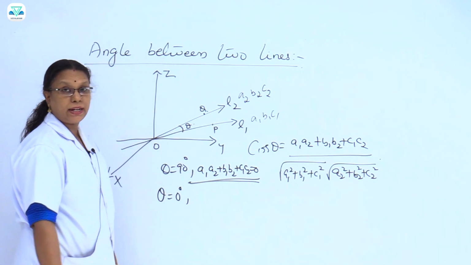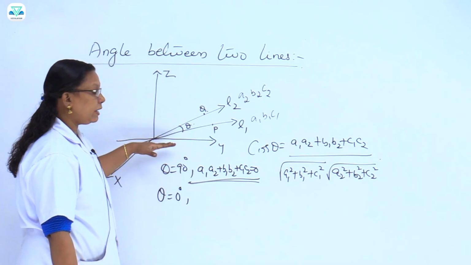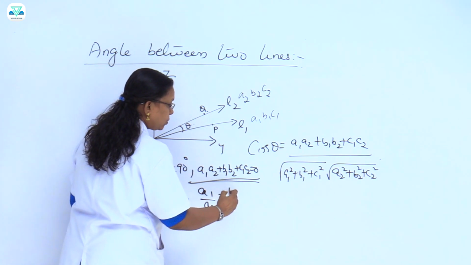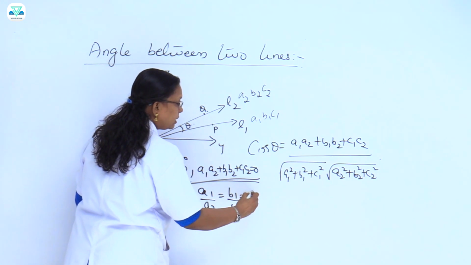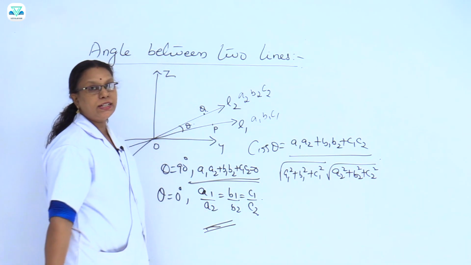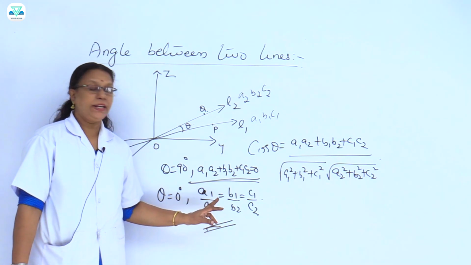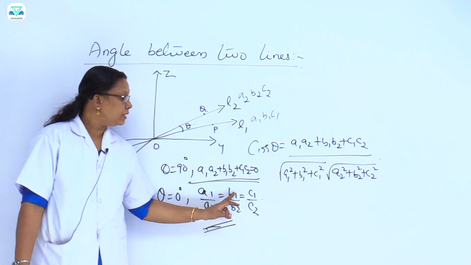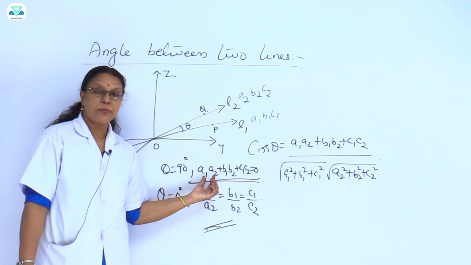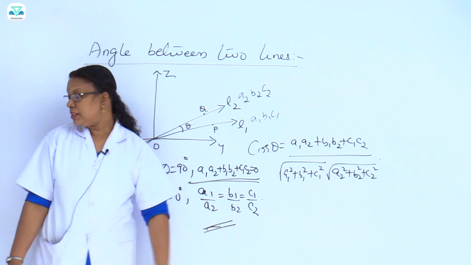when they are parallel. When they are parallel, then we can say A1 by A2 equals B1 by B2 equals C1 by C2. Each will be equal to some constant, say lambda. So, when they are parallel, then A1 by A2 is equal to B1 by B2 equal to C1 by C2, and when they are perpendicular, A1 A2 plus B1 B2 plus C1 C2 equal to 0.